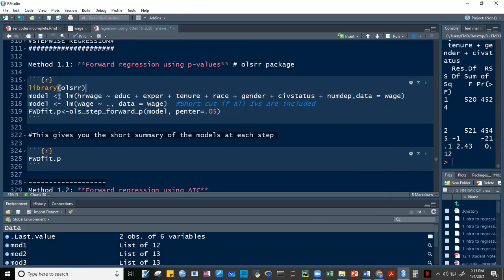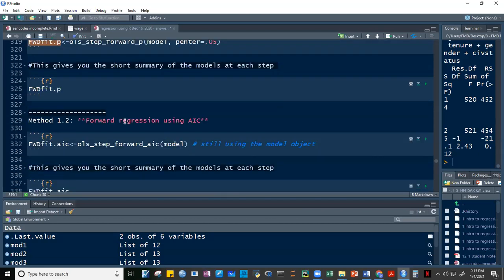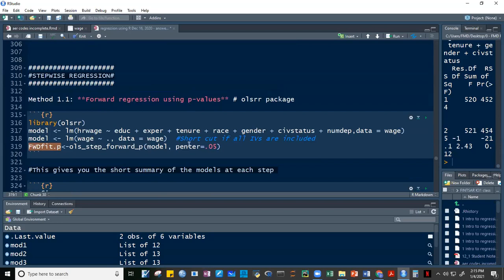Okay, so we create a model LM, okay, with all the variables. Same lang yan ito, no? Shortcut. And then we'll create this object. Okay, unang gagawin natin, guys, yung forward regression using p-values. So method 1.1 yan. Meron method 1.2, forward regression using AIC. So let's just run this two, yung forward regression, and then we'll call it a day.